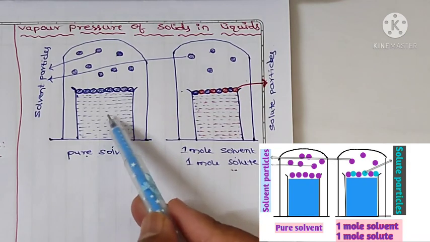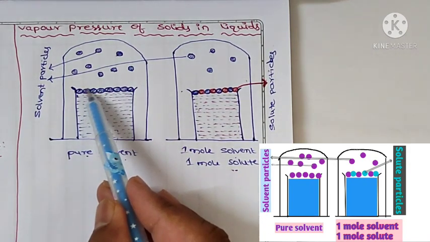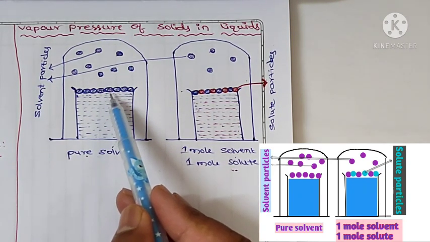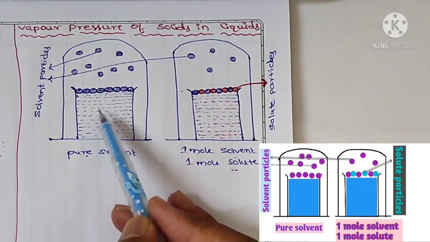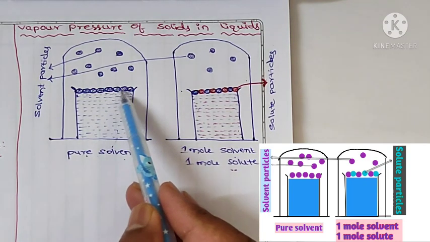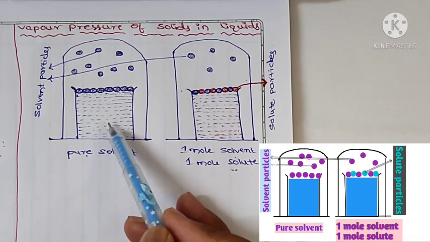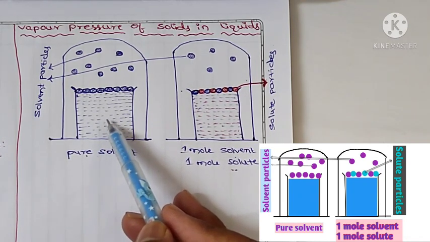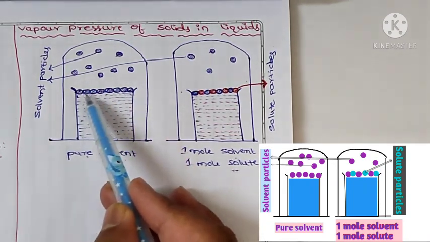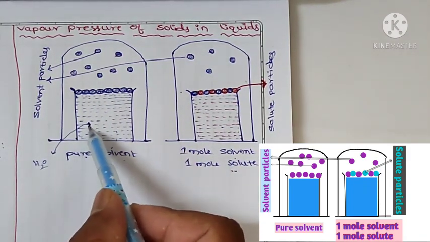In pure liquid, the entire surface, so this is the liquid surface, is occupied by the molecules of the liquid. For example, if I take water, the entire surface is occupied by water molecules, meaning there is no other component, there is only one component, that is the solvent. Here I am taking water, so this surface is occupied by only water molecules. So this is the water.